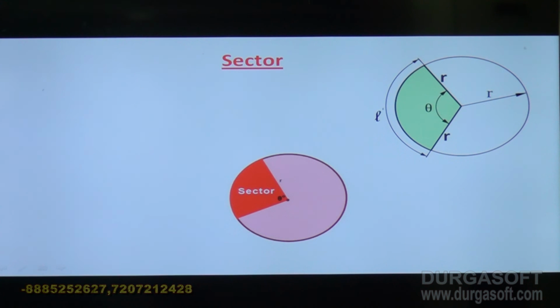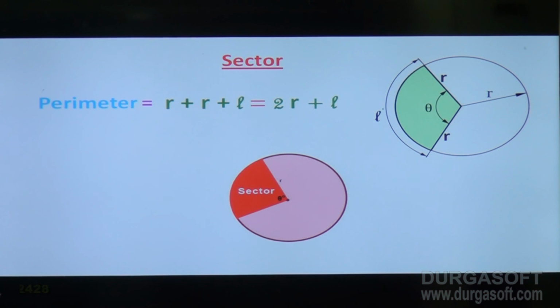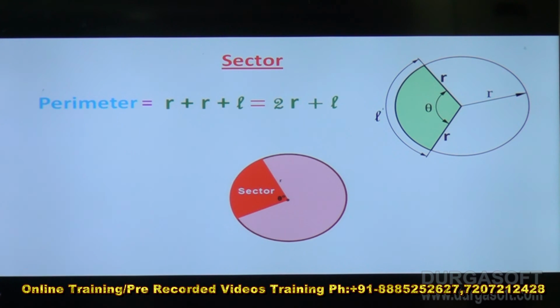So we will have 2 radii r, and the arc length will be L, and the other radius r, right? If we talk about the perimeter of a sector, it is r plus L plus r, equal to 2r plus L. If you see this green color shaded figure, we have a radius of r there, r here. So r plus L, where L is the length of the sector arc, we can see here in the figure. So the perimeter of a sector will be 2r plus L.